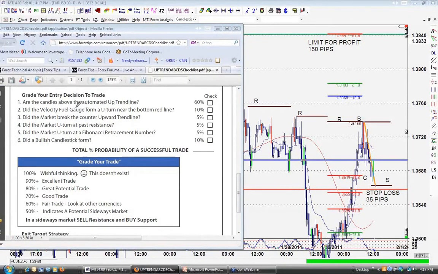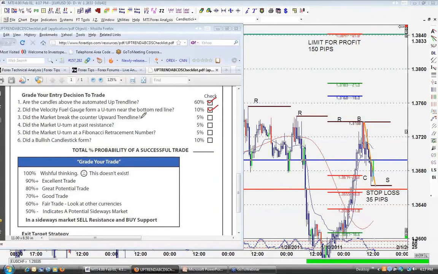So what I'm going to do now is let's grade the decision. Number 1, are the candles above the automated uptrend line? This red trend line is the up. The answer is yes. Is there a U-turn near the bottom red line of the fuel gauge? Here's the fuel gauge. Just by those 2 criteria, we're at 70% probabilities.